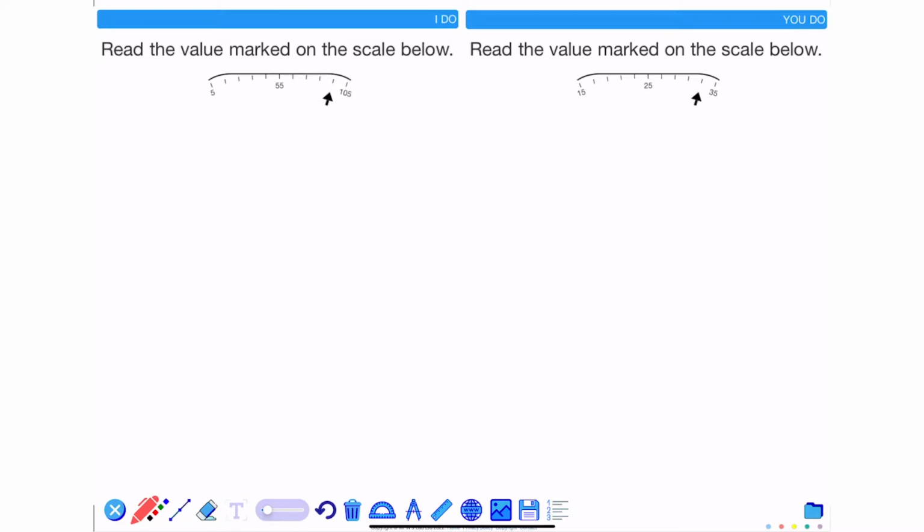The first thing to note is that from 5 to 55, this is a jump of 50. And this jump of 50 has been split over 1, 2, 3, 4, 5 jumps. Now with this information I can work out what one jump would equal by doing 50 divided by 5. This gives me 10. This means that each marker is now 10 more than the previous one.